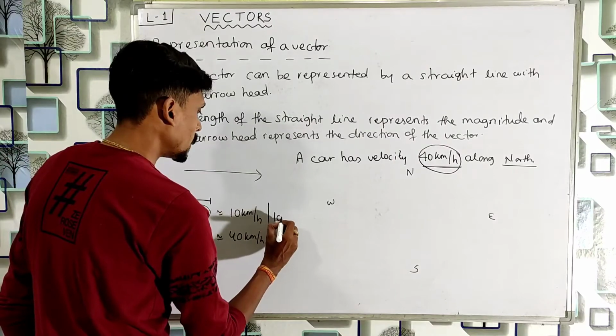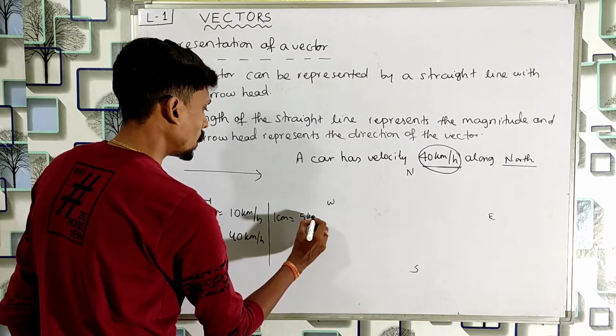But if you want you can take 1 centimeter as 5 kilometer per hour.